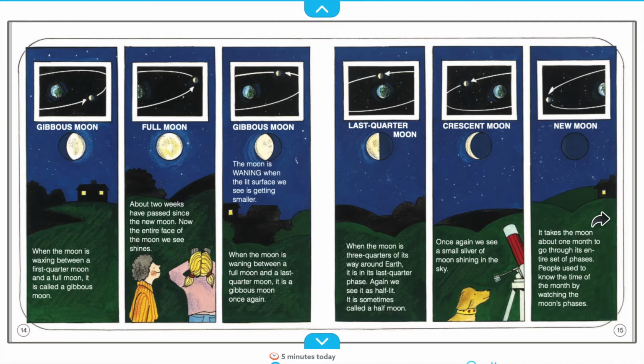Lastly, it takes the moon about 1 month to go through its entire set of phases. People used to know the time of the month by watching the moon's phases. So if you pay attention to the moon's phases every day, you can tell when a month passes. You would see a new moon in the beginning of the month where it's completely dark, and then the end of a month or the beginning of a new month.